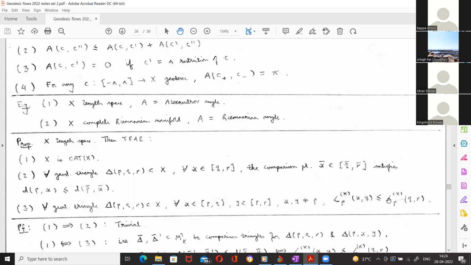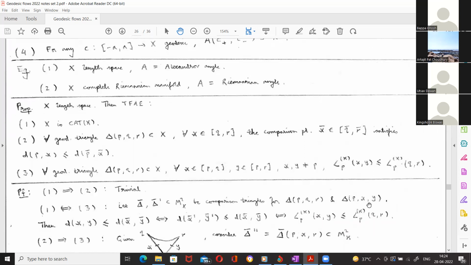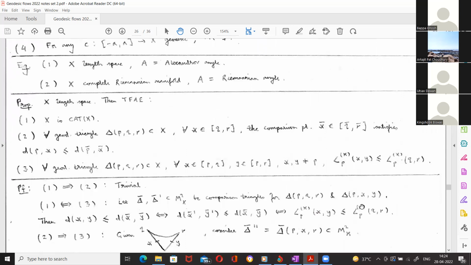So what is this saying? This is saying that comparison angles increase monotonically along geodesics, right? Here xy are moving along the geodesics PQ and PR starting from P, right? So this comparison angle is increasing monotonically as x and y move along the geodesics. Is this clear? Right? So this is equivalent to cat kappa, that the comparison angles increase monotonically. Okay.